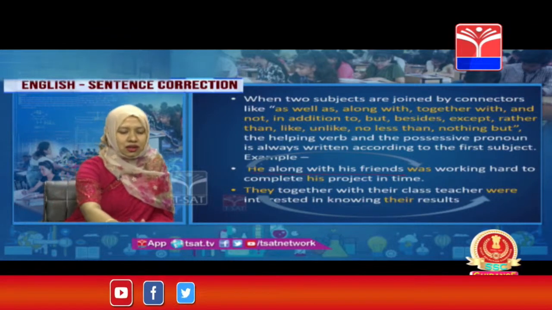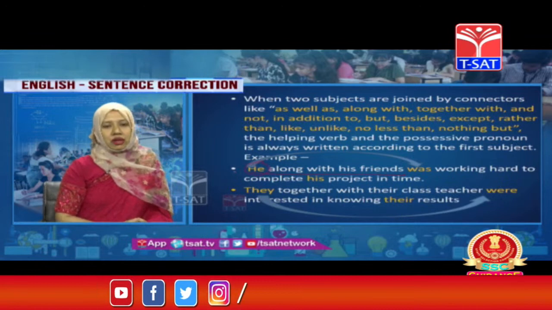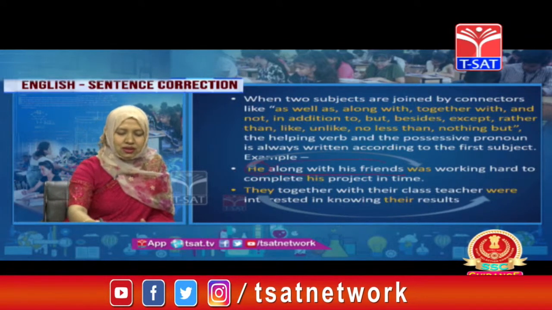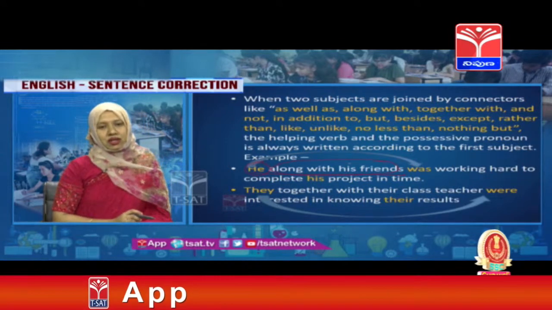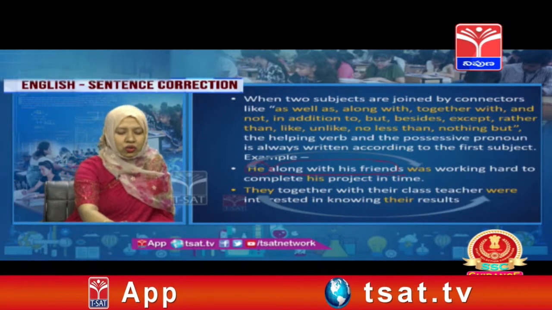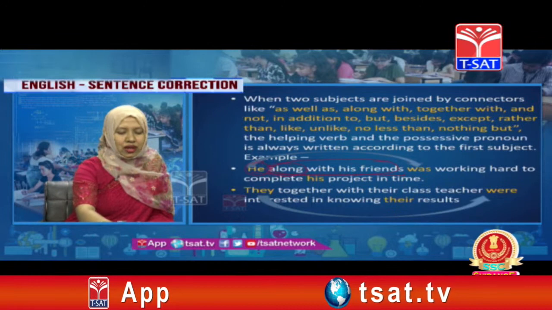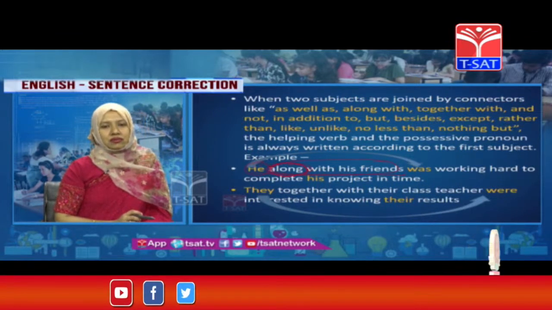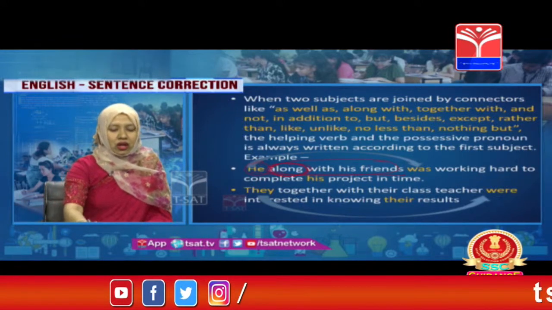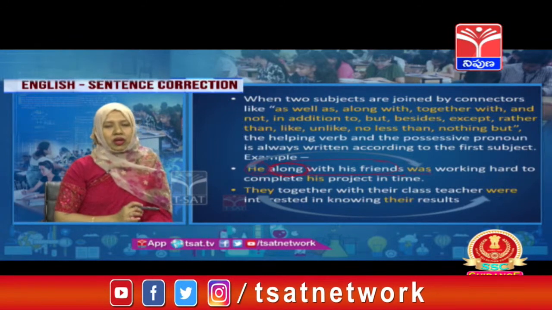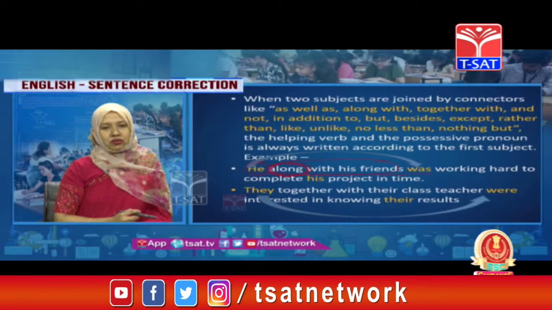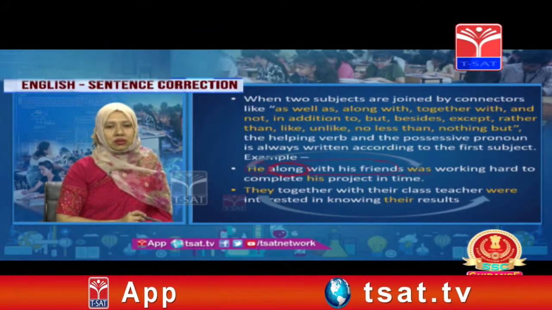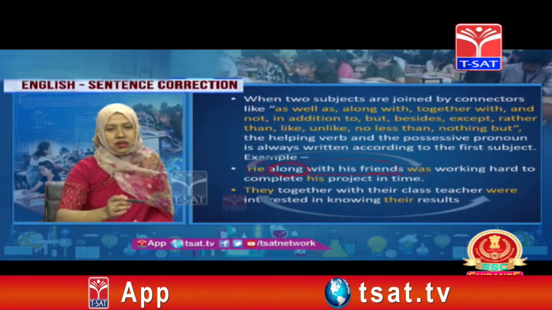here he is the subject, along with his friends there is another subject, two subjects. To join two subjects we are using the connector along. Along is the connector. Now in this sentence which verb should be used? Either you should look at first subject or this subject.